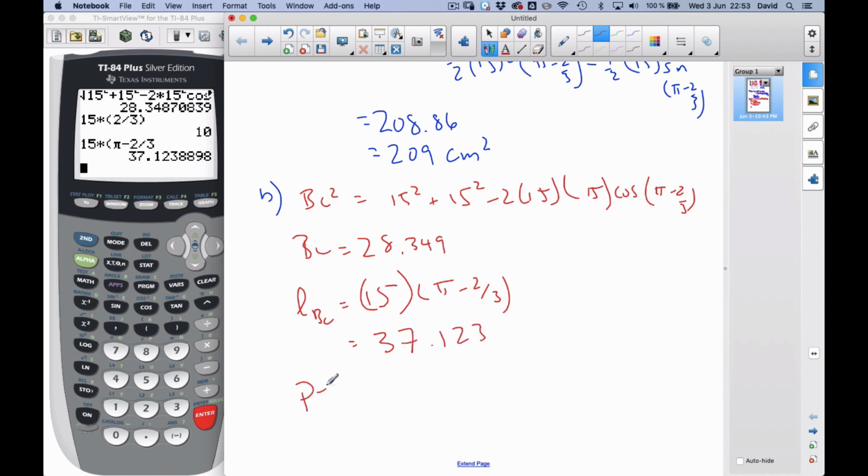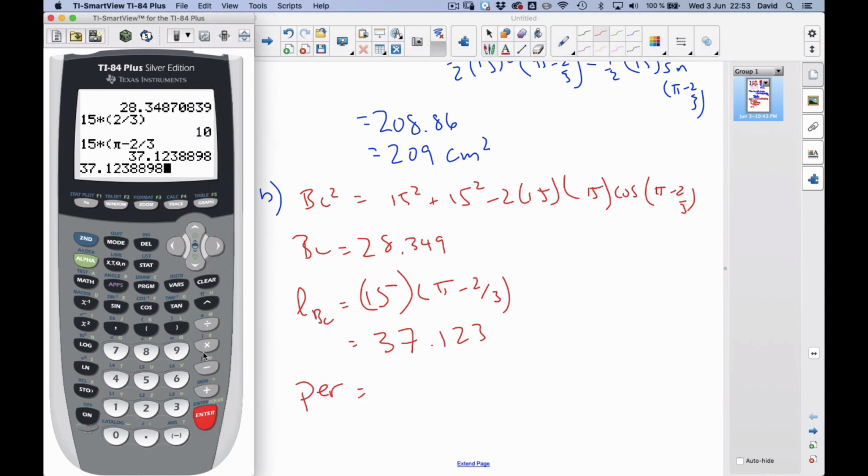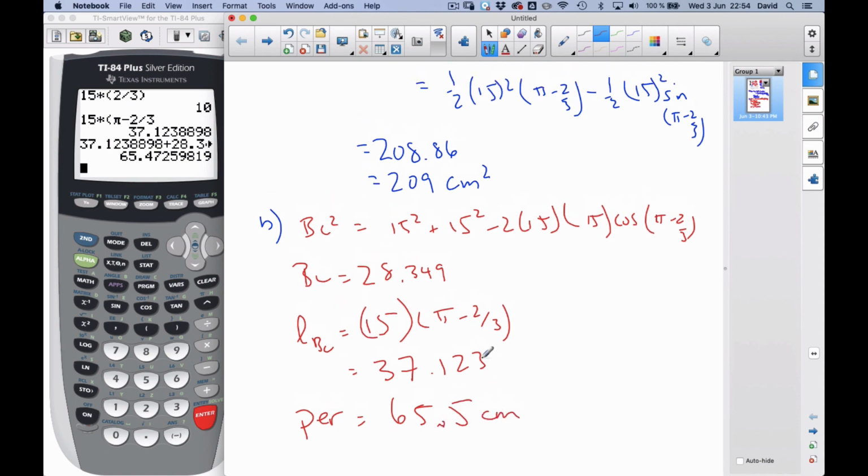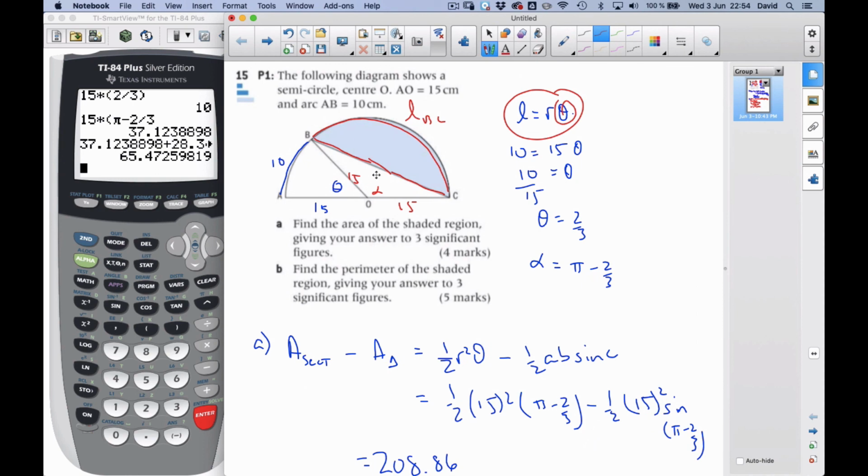And so for the perimeter, I add these two together, 37 plus the 28, and that will be 65.5 centimeters as my perimeter. So the key was to get alpha, I think, and I treat this as my alpha all the way through and use my different rules to find different areas and lengths.